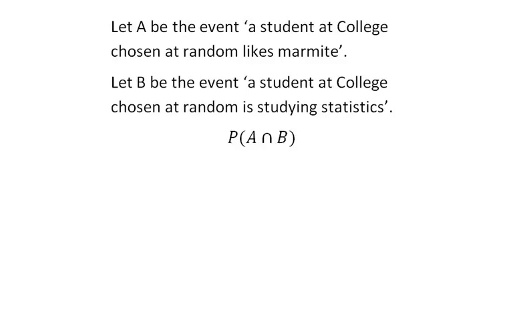So now we've got a situation where there are two events. The first event, A, is the same as before, that a student at college chosen at random likes Marmite. The second event is being called event B, not very imaginative, I know, and that's the event that a student at college chosen at random is studying statistics. So this particular situation here is the probability of A, and the sign there means intersection.